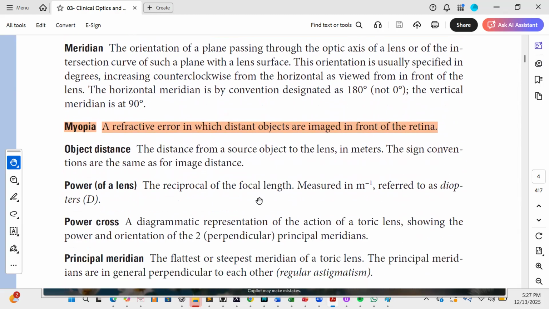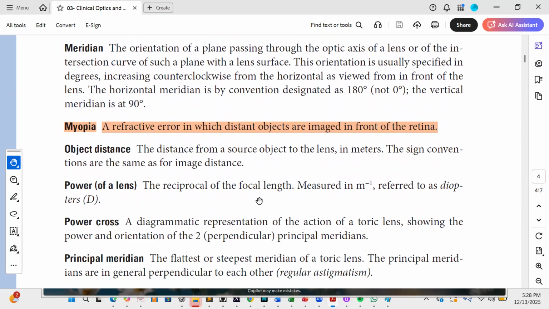Okay, so refractive myopia is nearsightedness. Distant objects are focused in front of the retina, so they will not be able to see far. The one in front of the retina is the near vision that they will see. Again, there's a diagram to make you understand that, but that's just a catch.